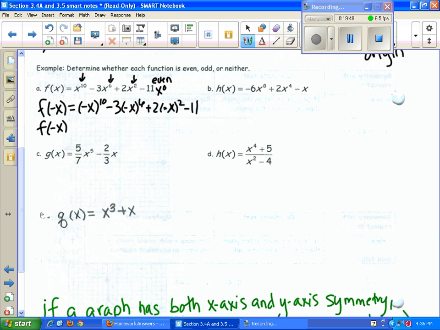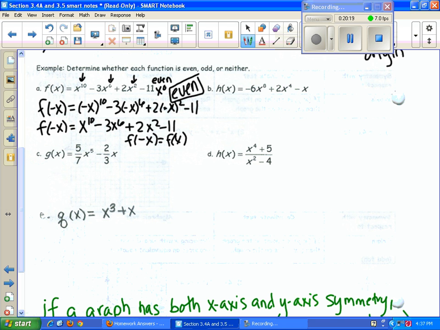And when I do that, notice I would get f of negative x. This right here would be equal to x to the 10th power, because anything negative to an even power stays positive, minus 3x to the 6th plus 2x squared minus 11. Plugging in the negative for x did not change my equation. That means that f of negative x equals f of x, and we just proved that this is an even function. So this is even.